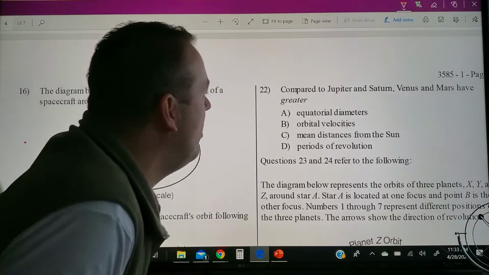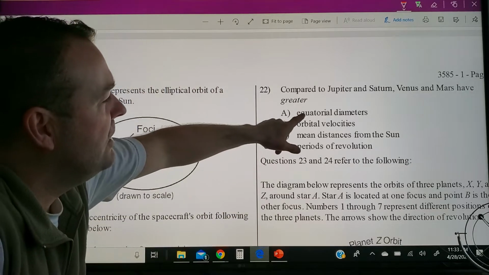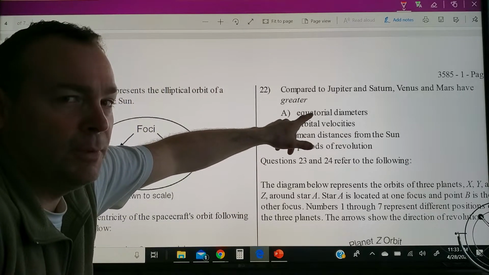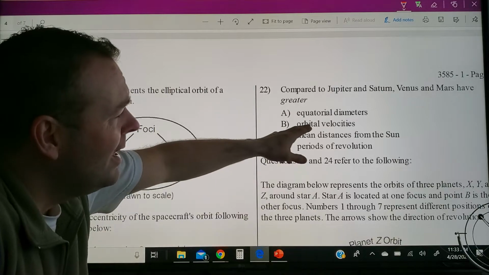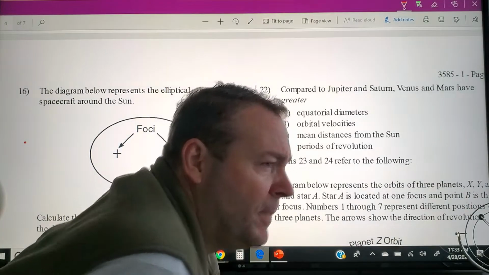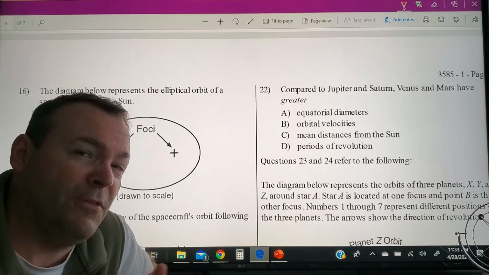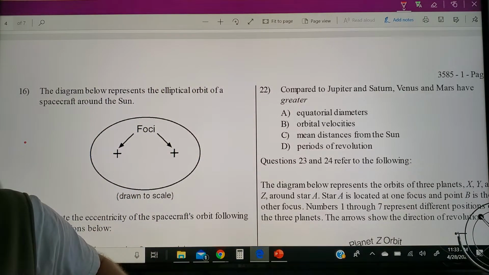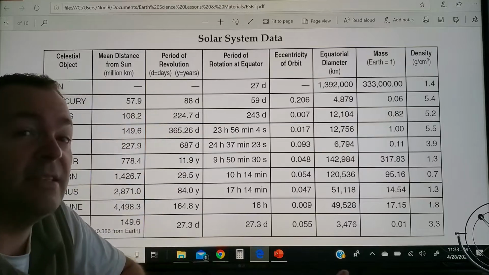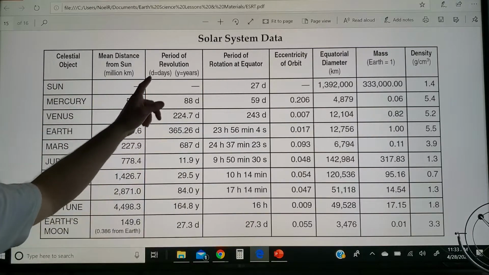Well, then Venus and Mars would have a greater, let's see, size. No, the terrestrial planets are smaller. Speed, well, there you go. That's a possibility because the closer you are to the sun, the greater the gravitational pull, the faster you go. So go to the chart. That's going to be related to how fast it gets around the sun. That's a period of revolution.